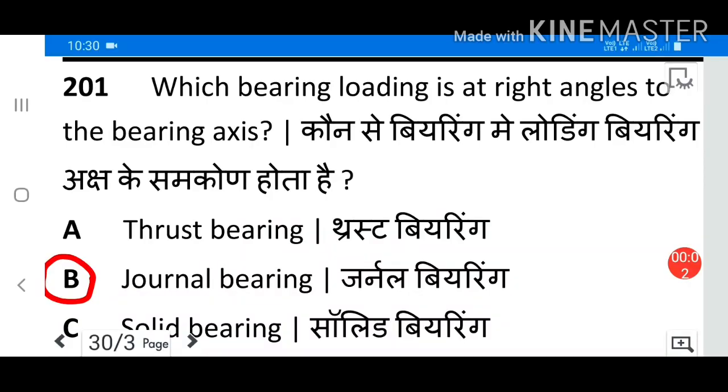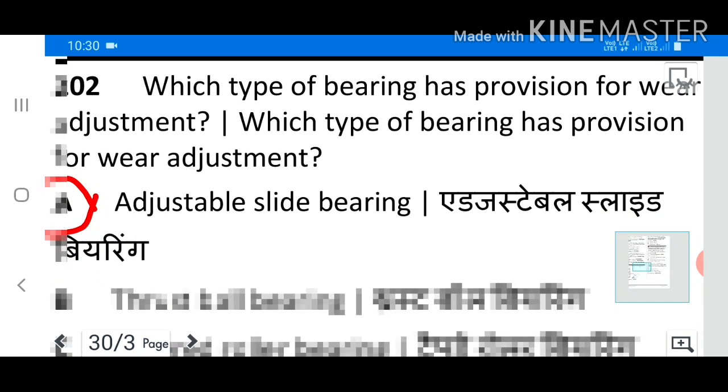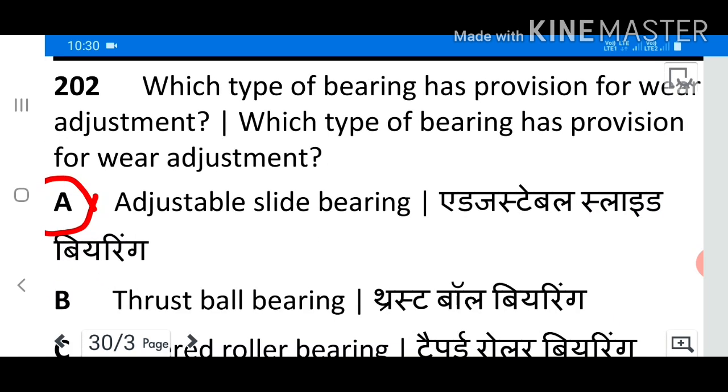Question number 201. Which bearing loading is at right angles to the bearing axis? Answer B. Journal bearing. 202. Which type of bearing has provision for wear adjustment? Answer A. Adjustable slide bearing.